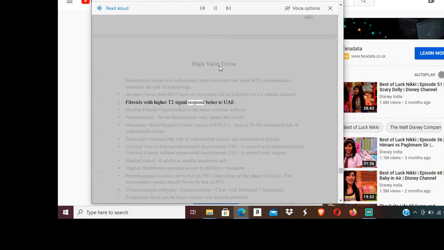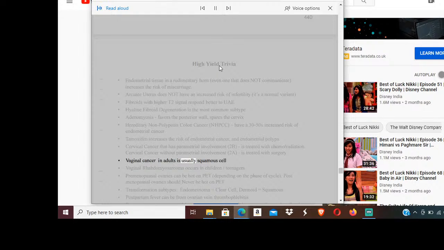Fibroids with higher T2 signal respond better to UAE. Hyaline fibroid degeneration is the most common subtype. Adenomyosis favors the posterior wall, spares the cervix. Hereditary non-polyposis colon cancer, HNPCC, has a 50x increased risk of endometrial cancer. Tamoxifen increases the risk of endometrial cancer and endometrial polyp. Cervical cancer that has parametrial involvement, 2B, is treated with chemo/radiation. Cervical cancer without parametrial involvement, 2A, is treated with surgery.